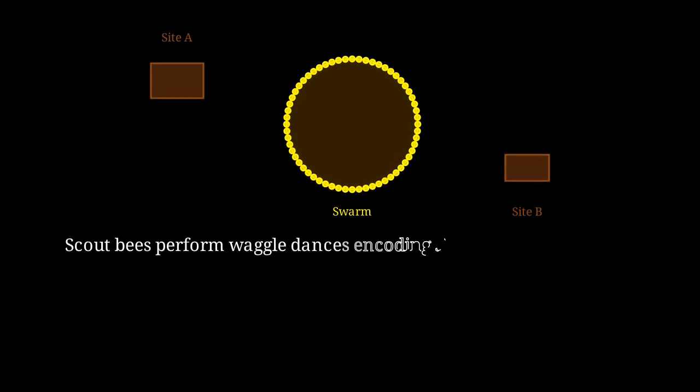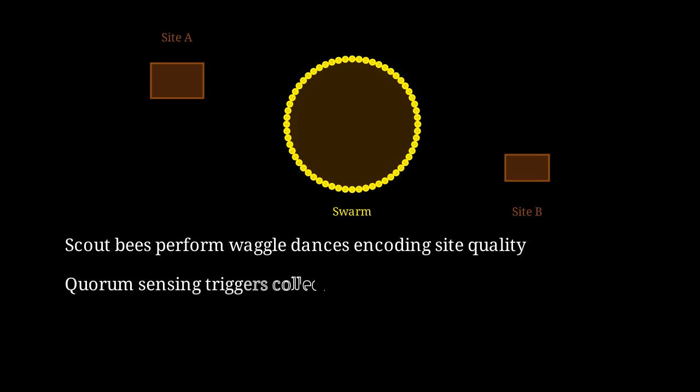The waggle dance encodes both direction and distance to the site, and dance duration correlates with site quality. Better sites generate longer, more vigorous dances that recruit more scouts. When enough bees visit a particular site and return to dance for it, a quorum threshold is reached. Once this threshold is crossed, the swarm commits to that site and moves together.